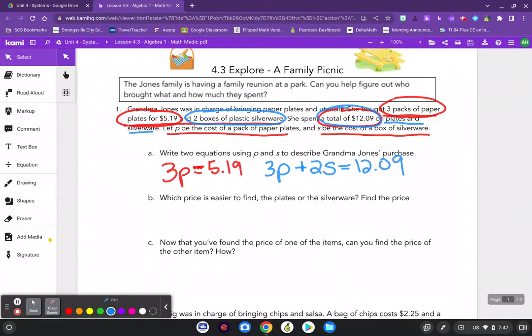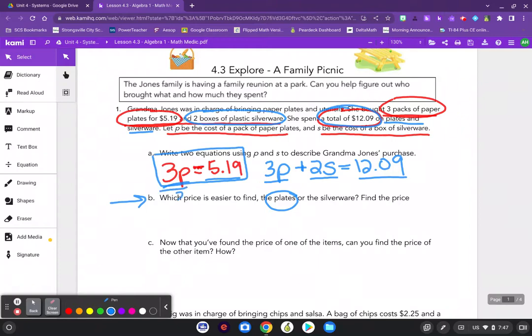Okay, so I have these 2 equations. 3 plates cost a total of $5.19, and 3 plates plus 2 boxes of silverware cost a total of $12.09. Which price is easier to find, the plates or the silverware? I would say the plates, because in this equation, there's only one variable. All I have to do is divide.